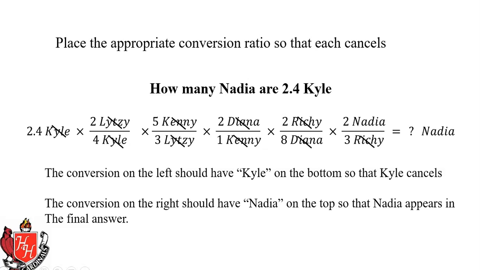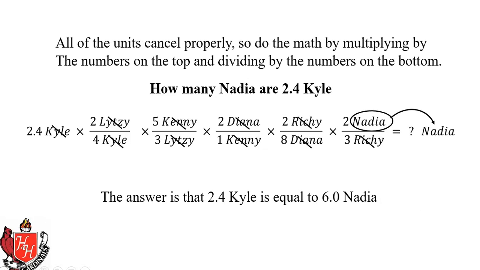So now we can do the math. It's going to be 2.4. You multiply everything on the top and divide by everything on the bottom. So it's 2.4 times 2 times 5 times 2 times 2 times 2. That's all on the top. And then divide by everything on the bottom. Divided by 4, divided by 3, divided by 1, divided by 8, divided by 3. And if you do that, it will give you an answer of 6.0 Nadia if I did the math right, and that would be your final answer.